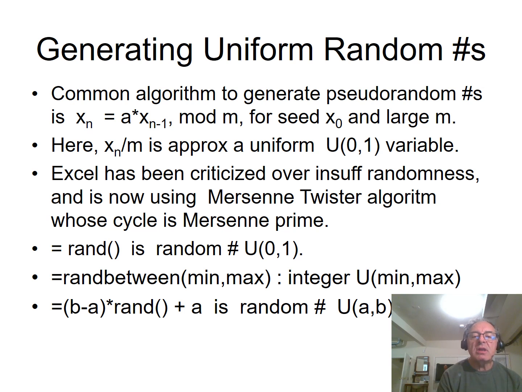And you can easily take the first random number function and transform it to get to an interval between a and b by using the transformation (b minus a) times the random number plus a.